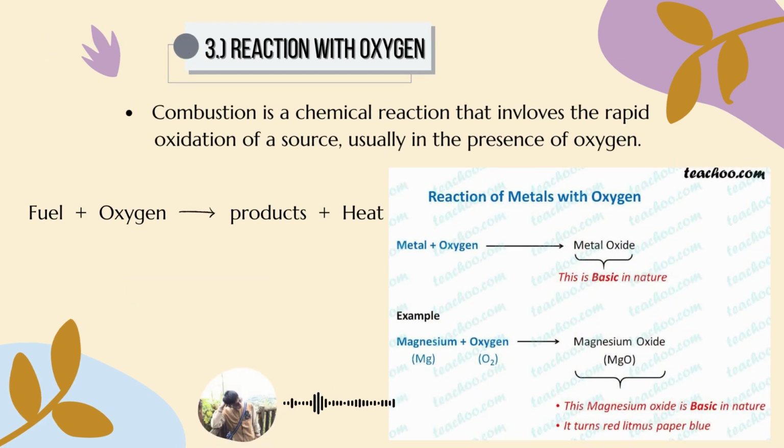Definition of combustion. Combustion is a chemical reaction that involves the rapid oxidation of a fuel source, usually in the presence of oxygen. It is a type of exothermic, heat-releasing reduction-oxidation reaction. The general equation for combustion is fuel plus oxygen yields product plus heat. The specific reaction depends on the fuel involved. For example, the combustion of methane CH4 can be represented as CH4 plus 2O2 yields CO2 plus 2H2O.